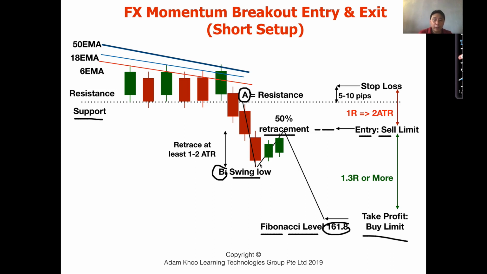Again, I have to ensure that the retracement from point B to the 50% is a big enough retracement of at least 1 to 2 ATR. If there's a level of resistance over here, then 1 ATR is fine. But if there's no level of resistance, I need to ensure at least a 2 ATR retracement. Okay? Again, more on this on the MT4 charts to come.